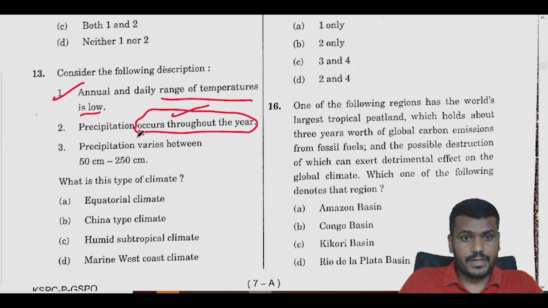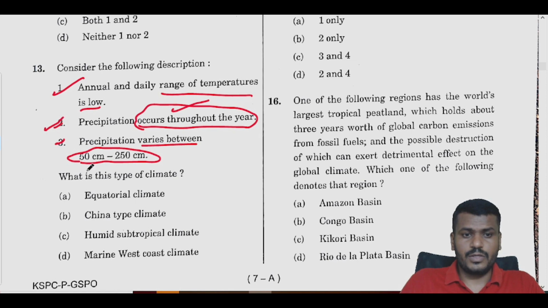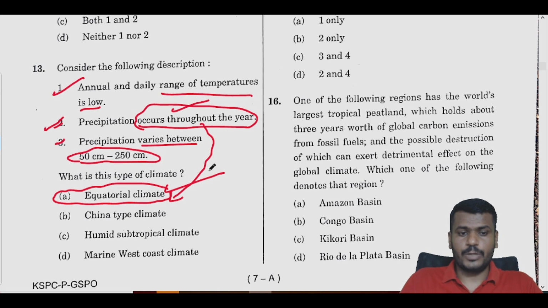If you miss this statement, then definitely you can make this question wrong. And the third statement, what is it saying? Precipitation varies between 50 centimeter to 250 centimeter. Based on the second statement, you can see here equatorial climate, China type of climate, humid subtropical climate, and marine west coast climate. Definitely, precipitation throughout the year is only possible in equatorial climate. So you can confidently mark equatorial climate.